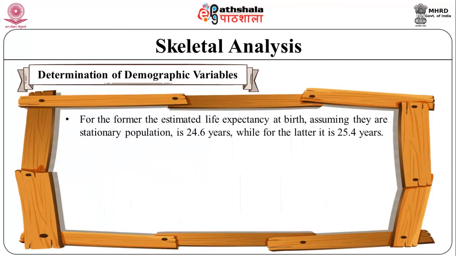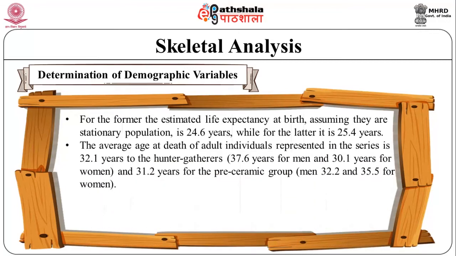For the former, the estimated life expectancy at birth, assuming a stationary population, is 24.6 years, while for the latter group it is 25.4 years. The average age at death of the adult individuals represented in the series is 32.1 years for the hunter-gatherers, including 37.6 years for men and 30.1 years for the women, and it was 31.2 years for the pre-ceramic group, including 32.2 years for men and 35.5 years for women.